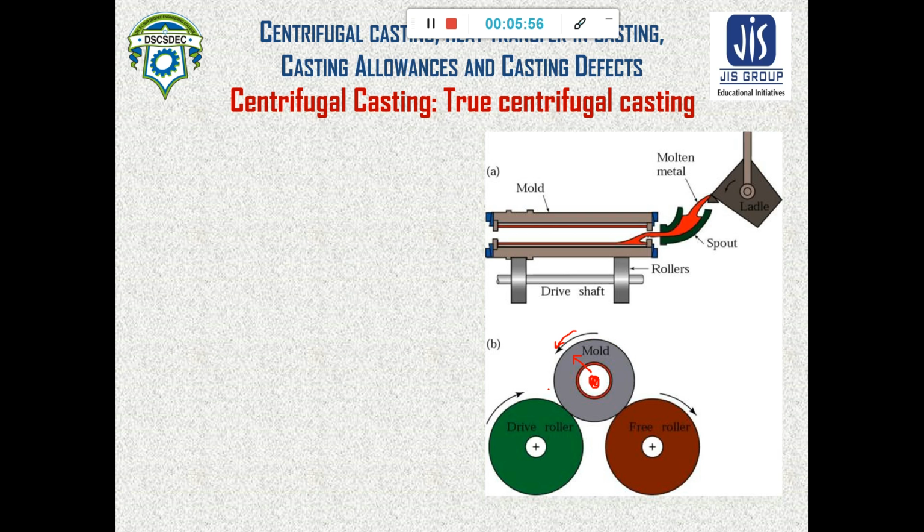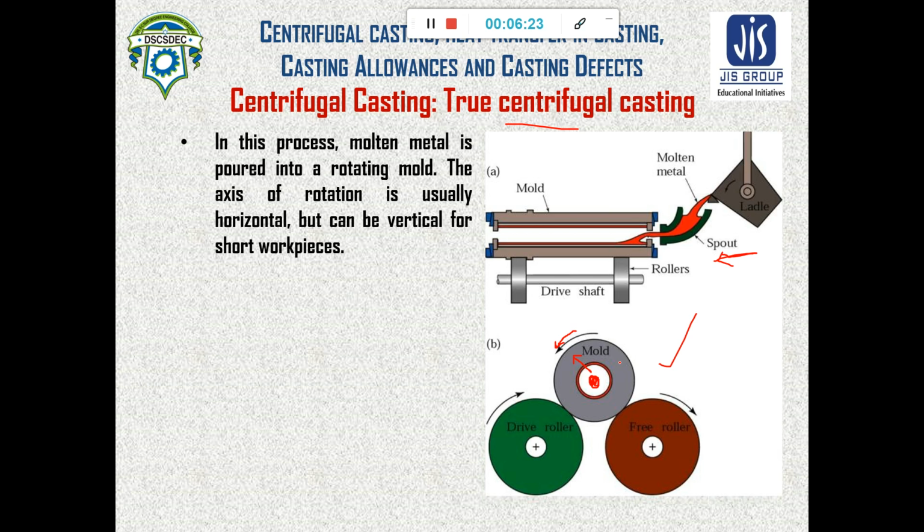So this is the mold. This is the side view, when we see from this side. From this true centrifugal casting process we can make pipe-like structures, that is, hollow cylindrical structures like gun barrel, street lamp posts, pipe, etc. The axis of rotation is usually horizontal, but it can be vertical for short workpieces. For small workpieces it can be vertical.